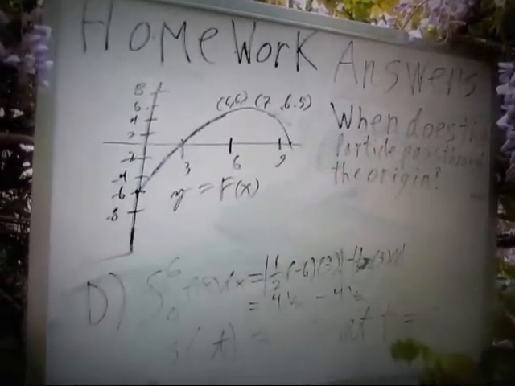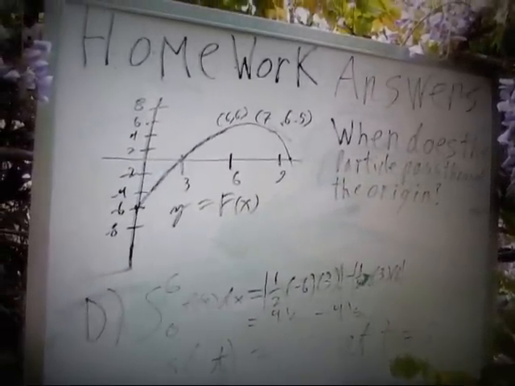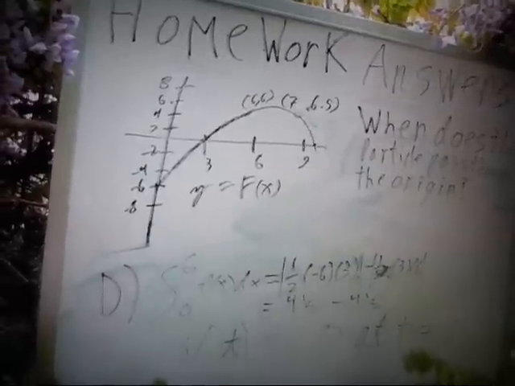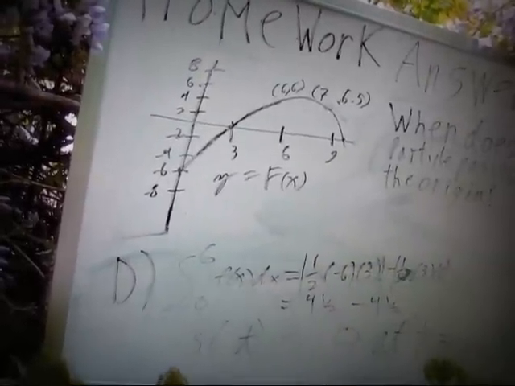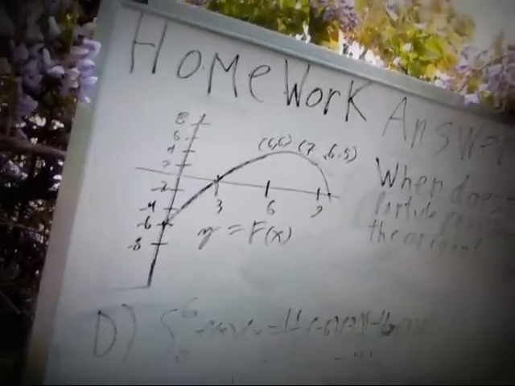Let's work our way up to letter D, which asks, when does the particle pass through the origin? Well, if you have t at 6, and you take the integral from 0 to 6 of f of x dx, you get the two triangles, which just so happen to be the exact same. So 4.5 minus 4.5 equals 0. So when does the origin pass through the particle? Oh wait, that's reversed. When does the particle pass through the origin? It's at s of t equals 0 when t equals 6.